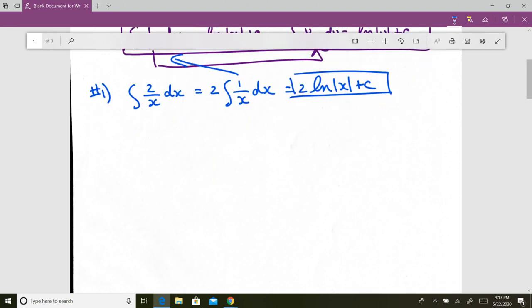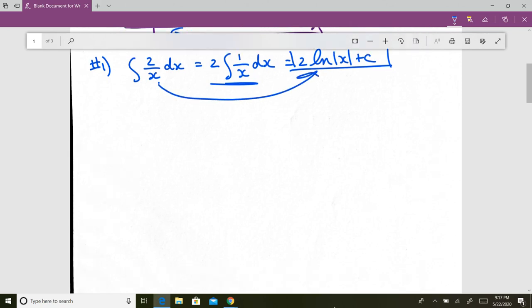Okay. Obviously, they're not all going to look like that. And you don't have to do this step here. If you saw this and could do it in your head, you know that it's going to go right to there. Number 2. So we have the integral of 1 over 4x minus 1 dx.